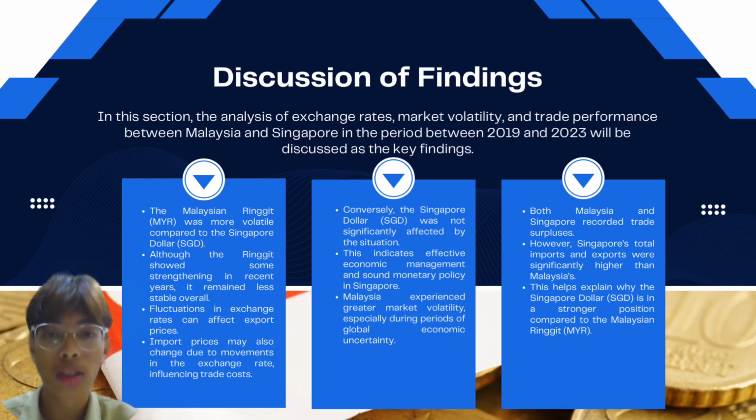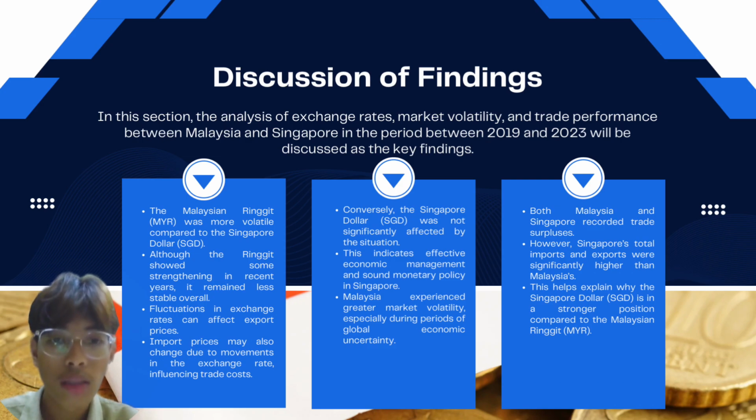In this section, the analysis of exchange rate, market volatility, and trade performance between Malaysia and Singapore in the period between 2019 and 2023 will be discussed as the key findings. The Malaysian ringgit was more volatile compared to the Singapore dollar. Although the ringgit showed some strengthening in recent years, it remained less stable overall. Fluctuations in exchange rate can affect export prices. Import prices may also change due to movement in the exchange rate, influencing trade costs.